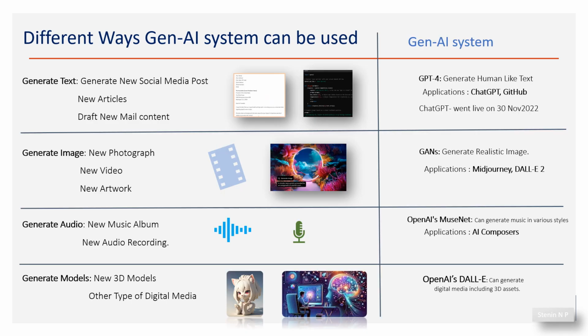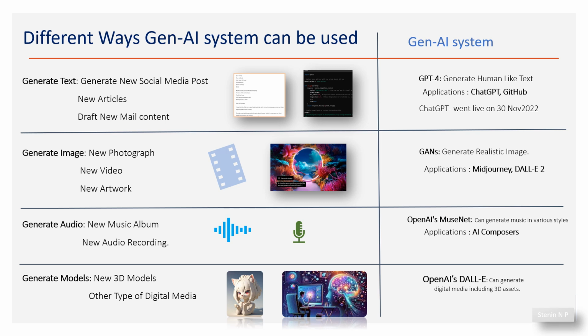Now let's understand the different ways Gen AI can be used, and the different Gen AI systems. Here we have four scenarios: generating text, generating images, generating new audio, and generating new models. When I come to the first one, generating text, we are trying to generate new social media posts. We can generate new articles, new drafts, or draft new mail content, which is not possible with traditional AI. And for generating text, the system is GPT-4, which can generate human-like text. Some of the applications we've been using here are ChatGPT and GitHub.